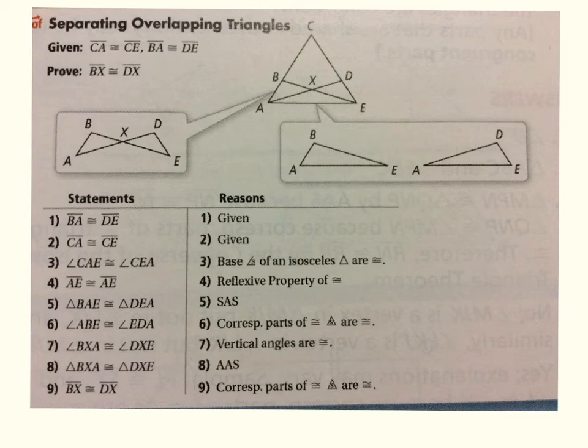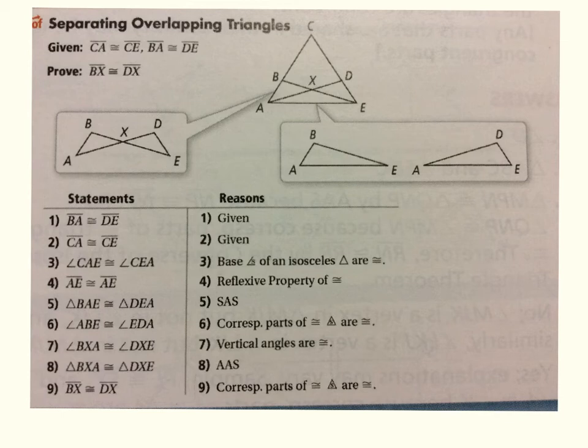We also know that AE is congruent to AE based on the reflexive property of congruence. What happens here is by telling that information, we have actually proven that triangle BAE is congruent to triangle DEA by side angle side.